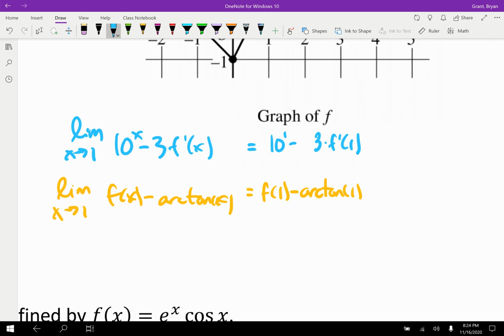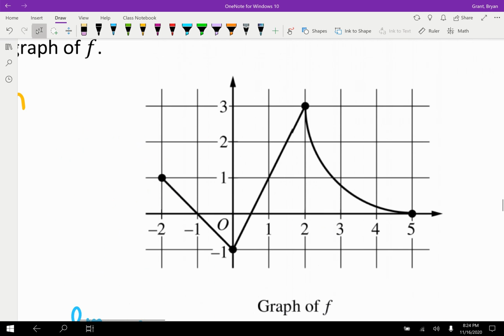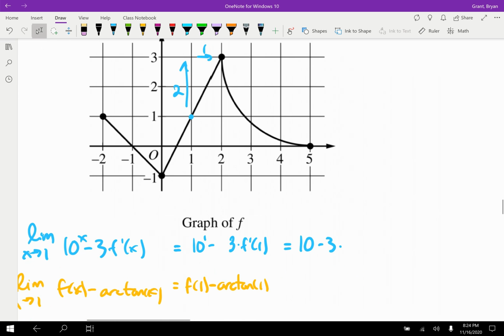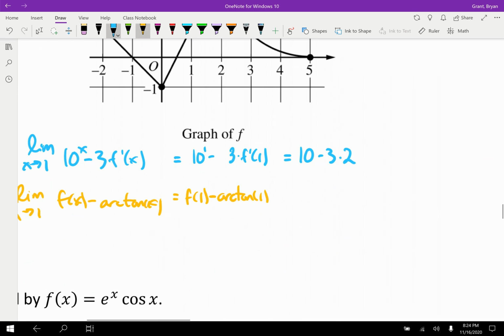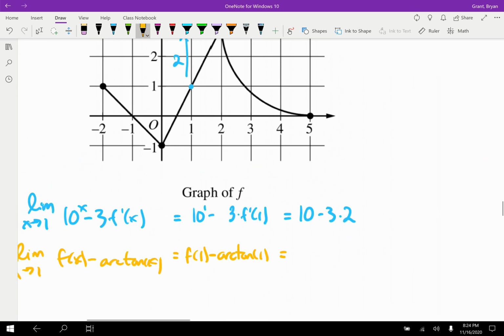Oof, inverse tangent, who invited you? Continuing out, this becomes 10 minus 3 times f prime of 1. F prime of 1 is right here. That's f of 1. F of 1 is 1. But f prime of 1 measures the slope of this line, which hopefully we can count, up to over 1. F prime of 1 is 2. And down here, f of 1, well, we just saw f of 1 is 1, minus inverse tangent of 1.